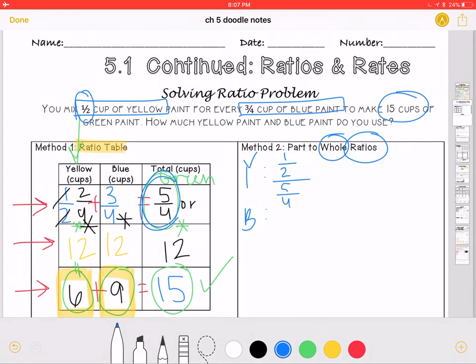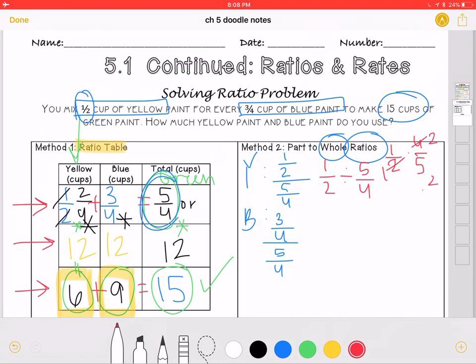So we do the part over the whole, and you would set up the same thing for blue. It's 3/4 to 5/4. And then what you would do is you would divide these in order to simplify it, because remember, it's division. When I divide, I keep, change, and flip it. So I would keep 1/2, change to multiplication, and flip it to 4/5. So now when I cross simplify, this gives me 2/5.